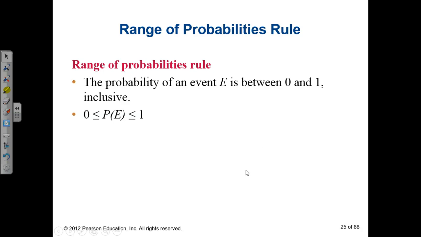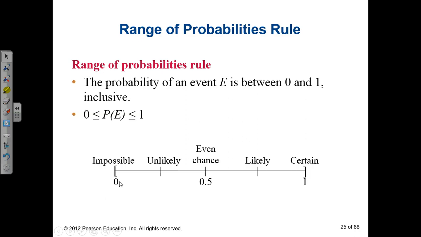Now the range of probabilities is always between 0 and 1 inclusive, where a probability of 0 means the event is impossible to occur. The probability of 1 is the probability of the certain event. The 0.5, or the half, is equally likely. It's the heads or the tails. And as we go down from 0.5 to 0, these are getting more and more unlikely. And as we go from 0.5 to 1, we're getting events that are more and more likely.